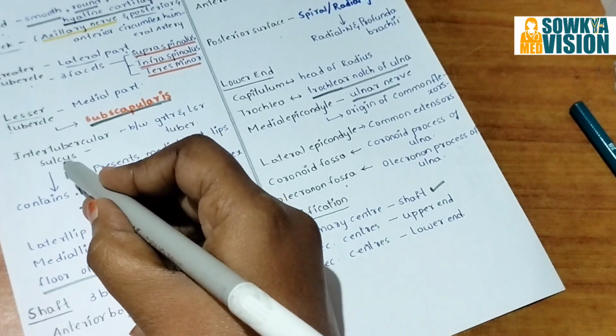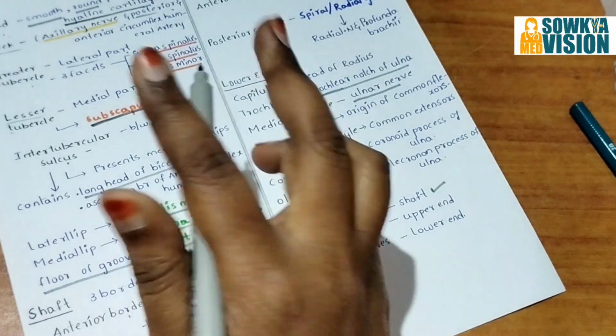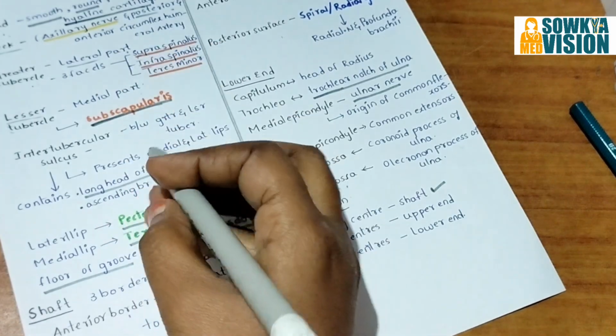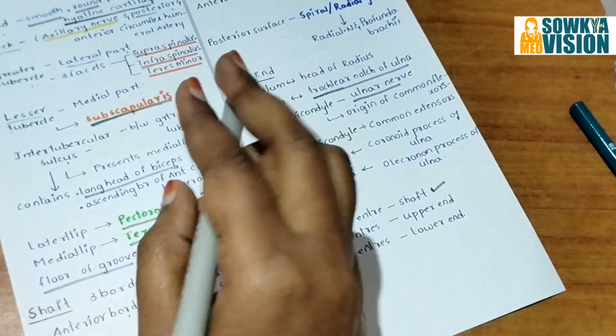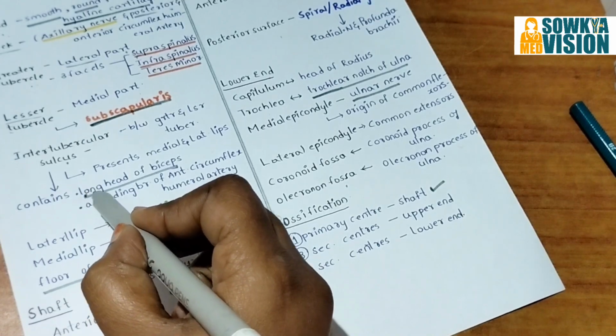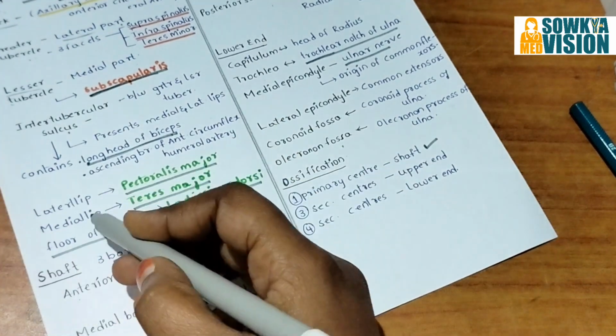The intertubercular sulcus containing long head of biceps. Biceps. Bi means what? Two. Ceps means what? Heads. So the biceps muscle contains two heads. One is the short head, one is the long head. Here the intertubercular sulcus gives attachment of long head of the biceps. Yes. Now the lateral lip.